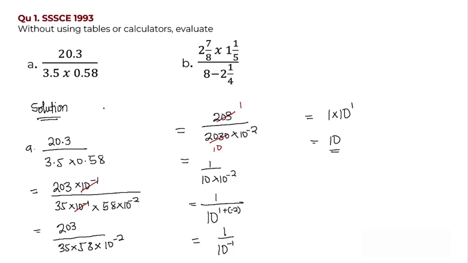Alright, so let's go ahead and look at the second aspect of this question, question number 1B. So question number 1B, we have 2 whole number 7 on 8, multiplied by 1 whole number 1 over 5, all divided by 8 minus 2 whole number 1 over 4. Now remember, we are to solve without using any calculator or tables. Alright, so let's go ahead and see how we attempt this problem.